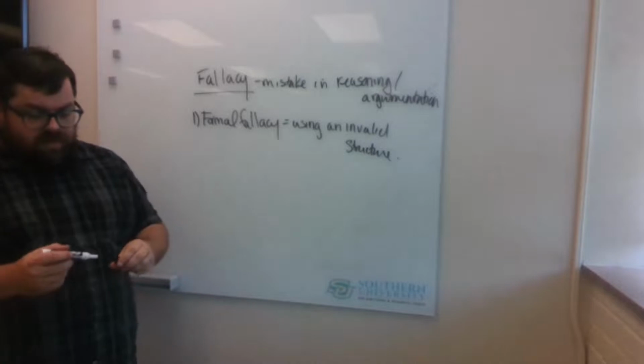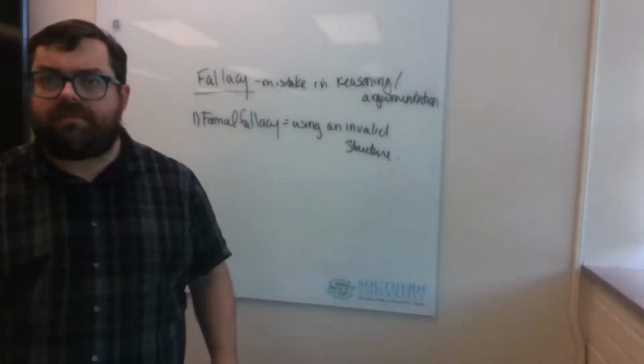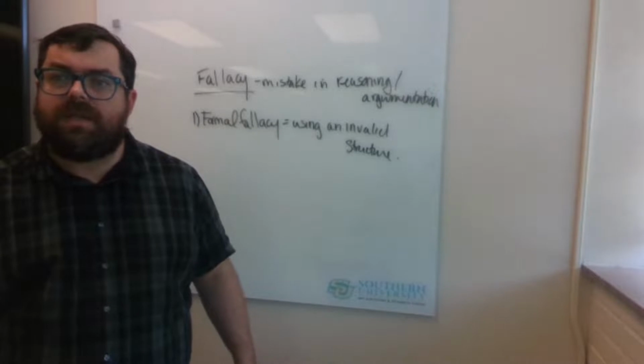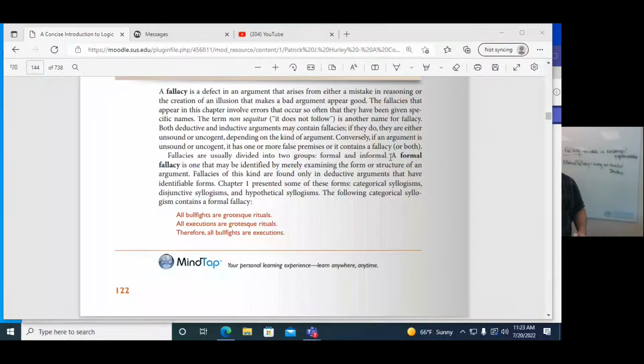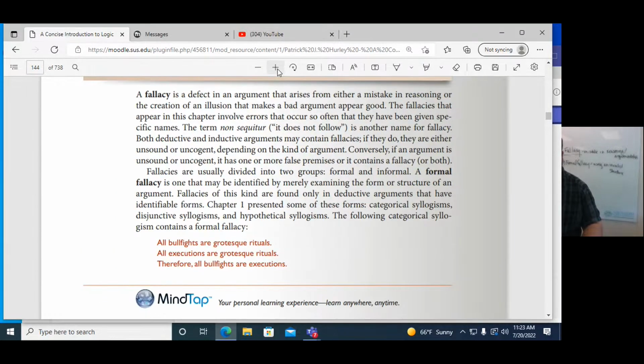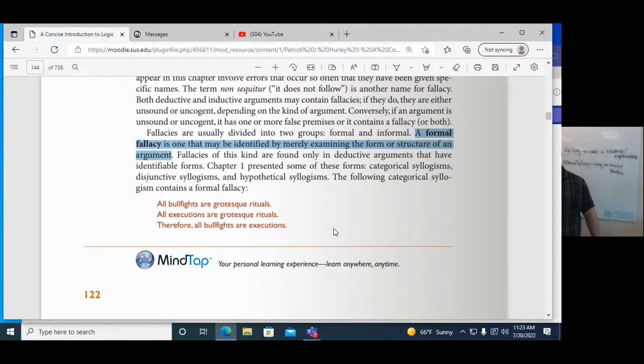So let's go to the example from the book. I'll share my screen. And here we are with the example from the book. Let me make it a little bigger. Right here. Our book says a formal fallacy is one that may be identified by merely examining the form or structure of an argument. And fallacies of this kind are found only in deductive arguments. You know that by definition, because validity and invalidity are properties of deductive arguments only.